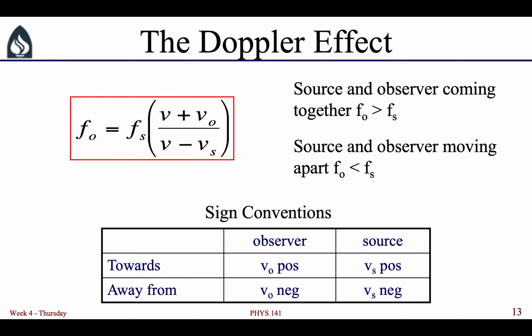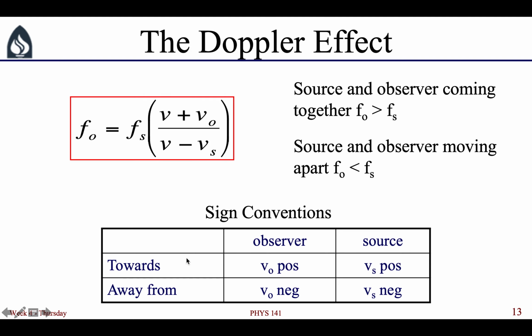So here's the expression that is used to calculate this shift in the frequency that is observed. On the left-hand side, this is the frequency that is observed by the listener. Here's the frequency emitted by the source. Ordinary v is the speed of sound. This is the speed of the observer. This is the velocity of the source. When we're using this equation, it's important to keep in mind the appropriate sign conventions so that we get the right Doppler effect shift.